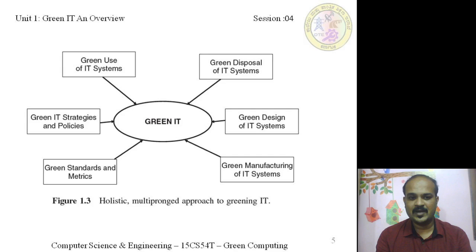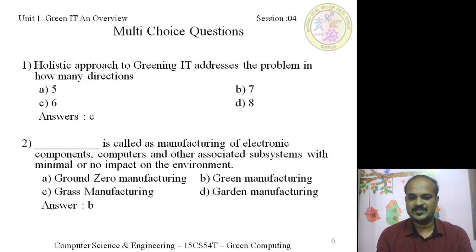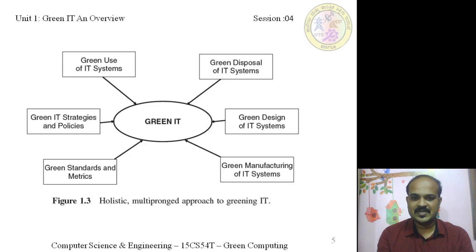Okay. So first question you can see, holistic approach to greening IT addresses the problem in how many directions? Okay. So the options are 5, 7, 6 and 8. So just now I discussed that there are 6 directions in that holistic approach to greening IT. Okay. So those are green design, green manufacture, green use, green disposal, green standards and metrics, and green IT strategies and policies. Okay. So the correct answer is 6 and it is given in option C. So that's why the correct answer is C.